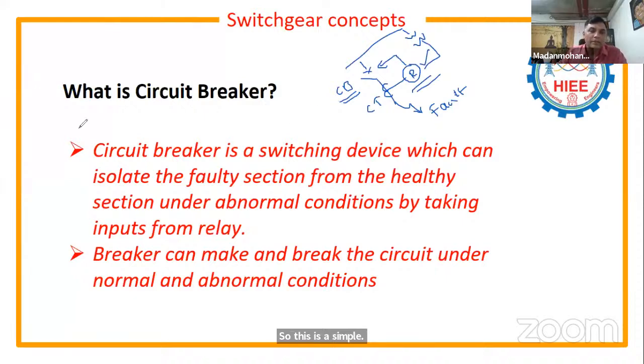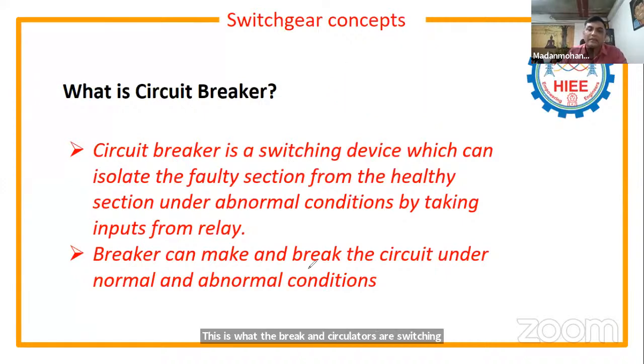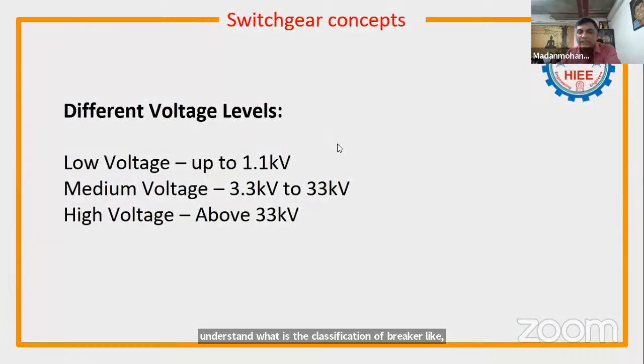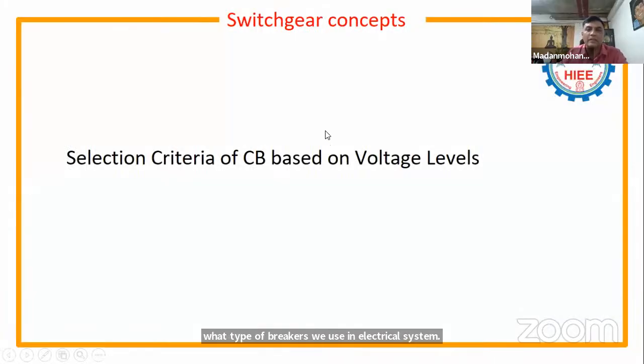So the circuit breaker is a switching device. The breaker can make and break the circuit under normal and abnormal conditions. So this is what about the breaker. Now we have to understand the classification of breakers, like what types of breakers we use in the electrical system. Classification of circuit breakers is based on the voltage levels.